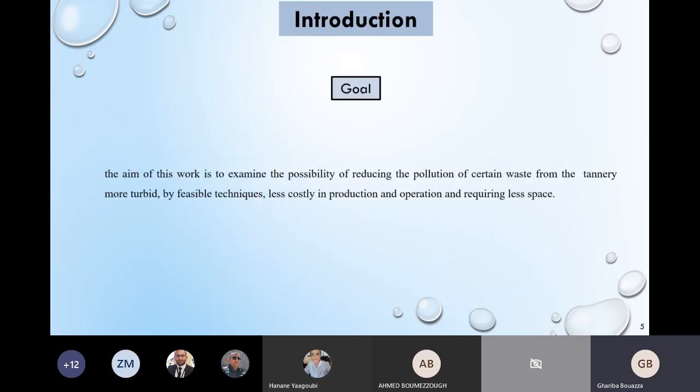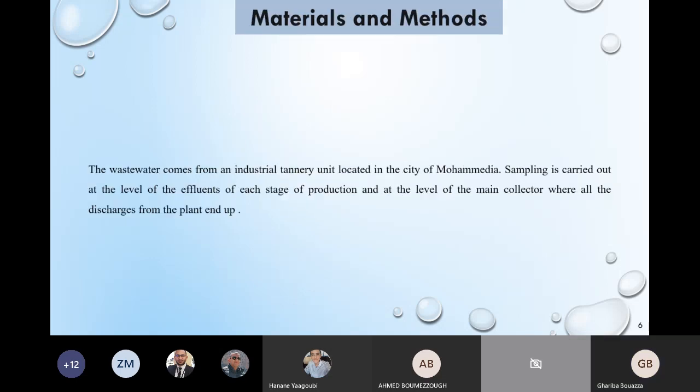The aim of this work is to examine the possibility of reducing the pollution of certain wastes from the tannery, which are very turbid, by feasible techniques that are less costly in production and operation and require less space.